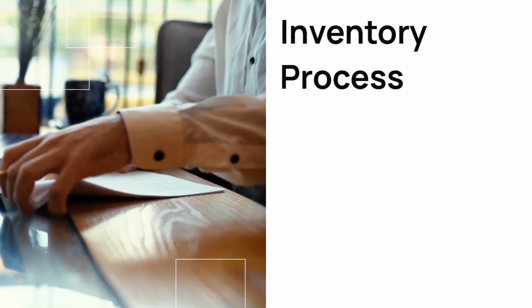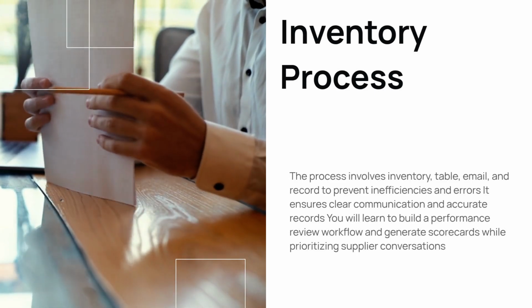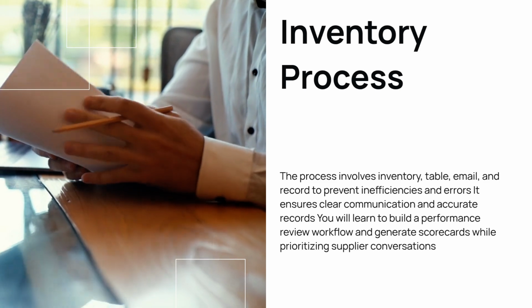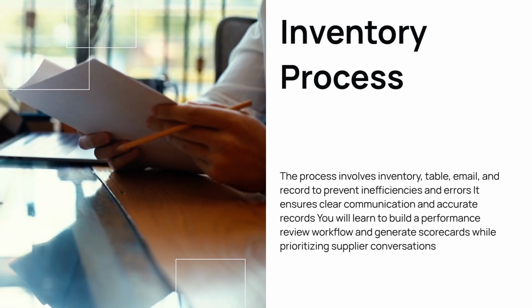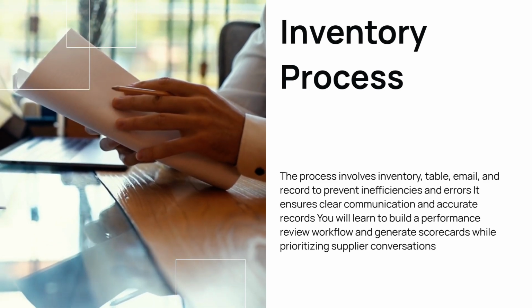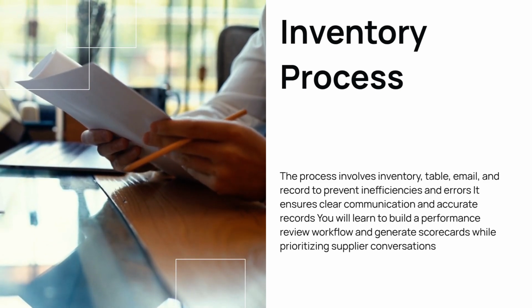Follow the rule. Inventory, table, email, record. This process prevents inefficiencies and errors. It ensures clear communication and accurate records. Next, you'll learn to build a performance review workflow. Prepare to generate scorecards and prioritize supplier conversations.